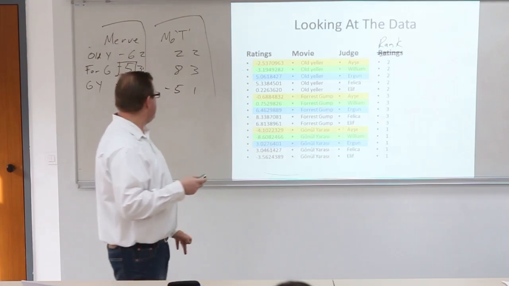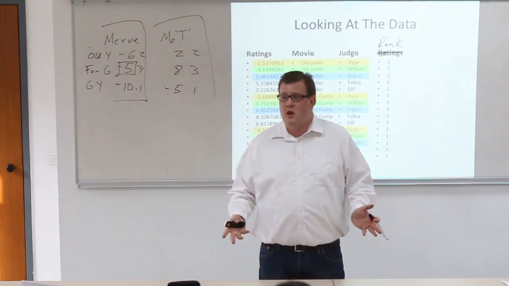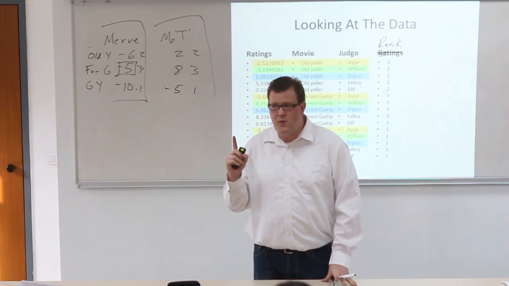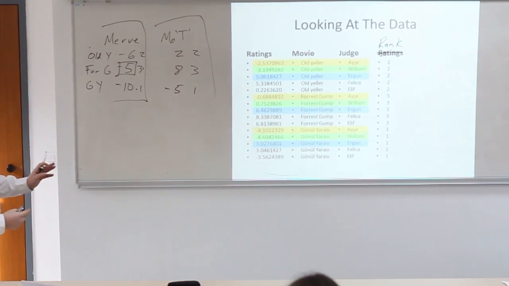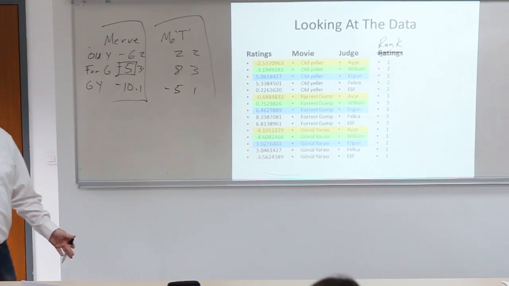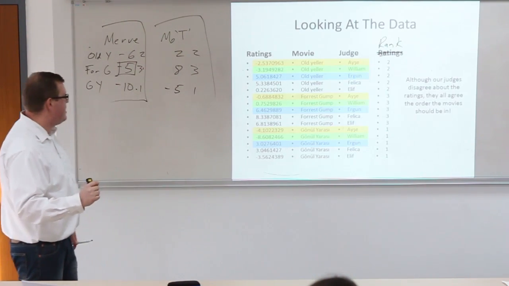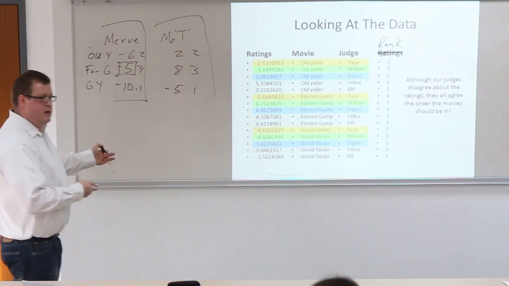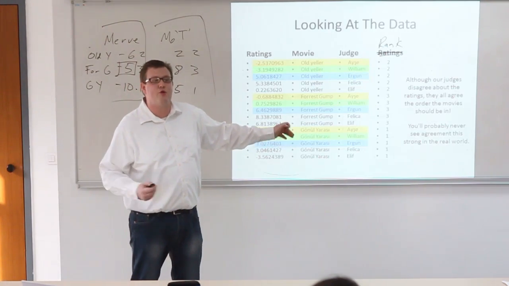Now before, when we did the previous test, the Kruskal-Wallis, we saw what? No difference between the movies. No statistically significant difference. However, when we account for the individual differences, it looks fairly convincing to me that Forrest Gump is the saddest. Although our judges disagree about the ratings, they basically all agree on the order. Sweet. You'll probably never see agreement this strong in the real world with interesting questions.